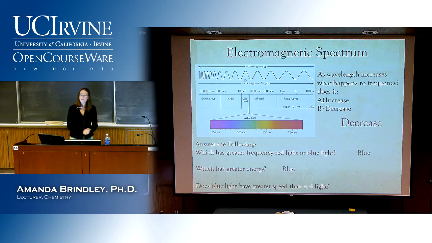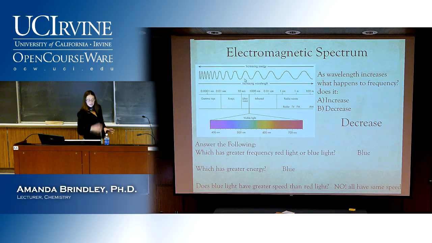Now, does blue light have a greater speed? We've said that it has a higher frequency and that it has a higher energy. So now, does it follow that it has a higher speed? No, they all have the same speed, right? It's all going to be the speed of light. That doesn't change. So all of them are going to have the same speed, but the frequency and the energy and the wavelength are all going to change.